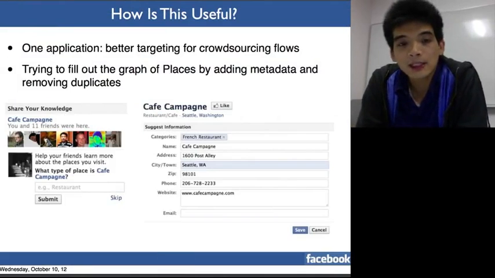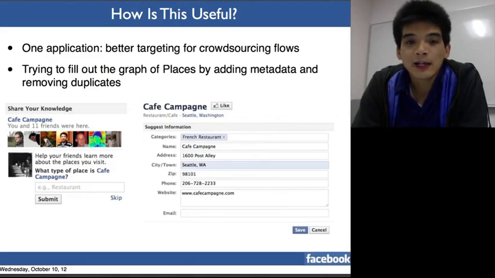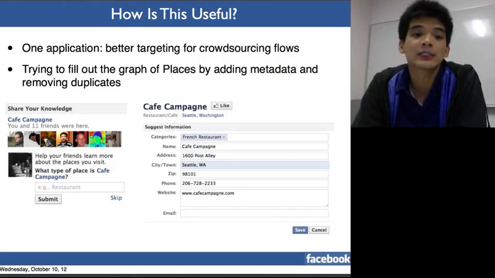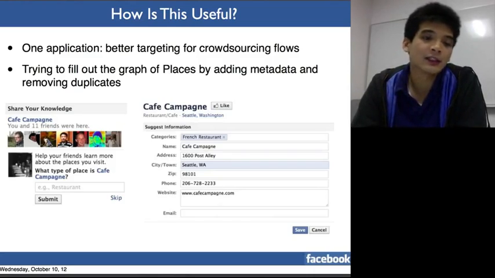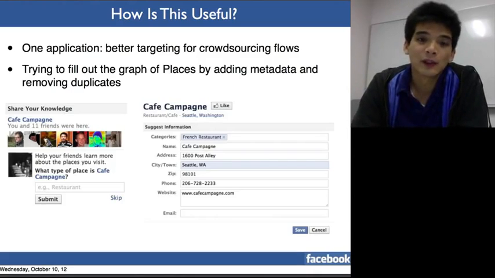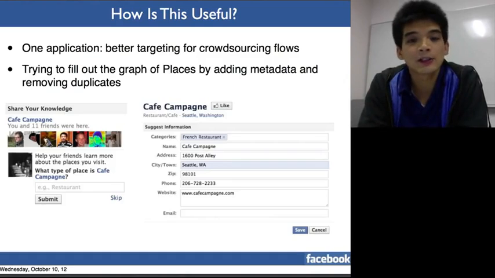All right, so just to talk about some of these applications. We have this graph, and right now the big focus on our team is to use crowdsourcing to improve the graph of places by adding metadata and removing duplicates. These are some screenshots of some units we have on our homepage where we ask users what kind of place this cafe in Seattle is. We also have a flow where users can add data like categories, name, address, city, town to any place that is not owned and help us fill out our graph.